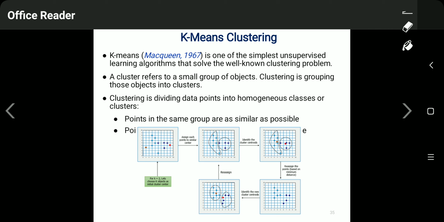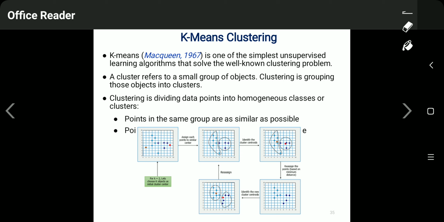Now K-means was invented by MacQueen in 1967. It is one of the simplest unsupervised learning algorithms that solves the well-known clustering problem. Now just see, what is clustering? Clustering is basically dividing the data points into homogeneous classes or clusters.